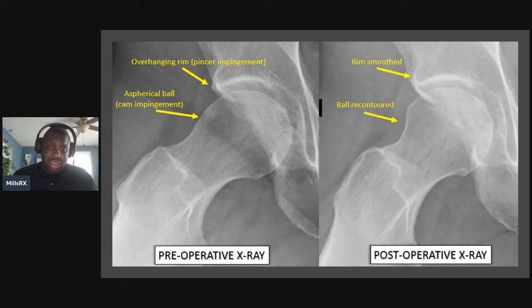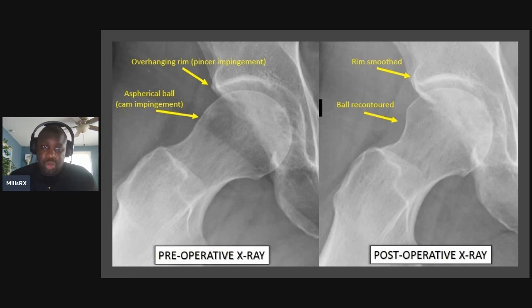So this is what his looks like. It could have been either one. It's undisclosed whether he has a pincer impingement or a cam impingement. It doesn't exactly tell us, but this is what his hip would look like after he has surgery.